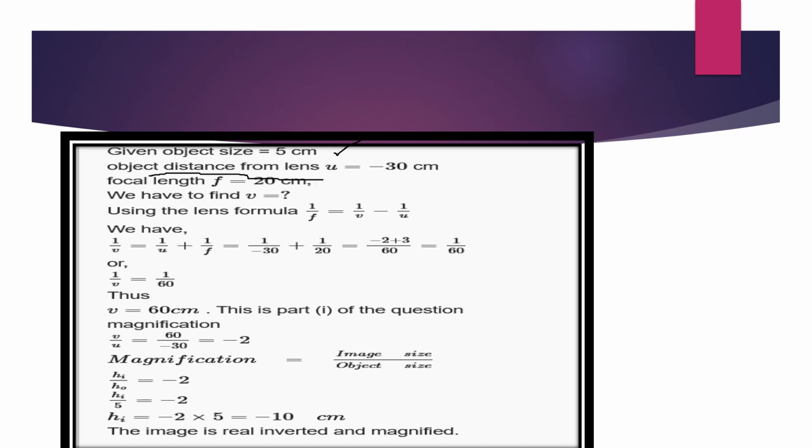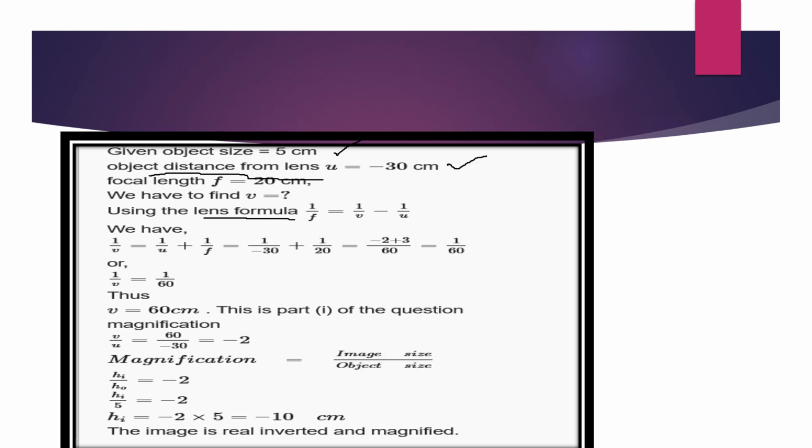That is towards your left. So towards your left, it's always negative. So we have been given u is equal to minus 30 centimeter, and the focal length f will be 20 centimeter. So we have to find the image distance v.